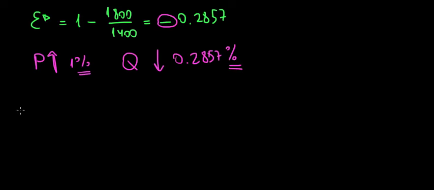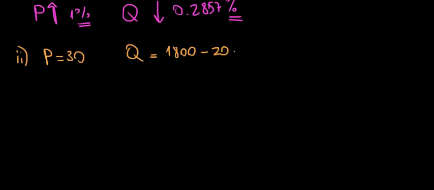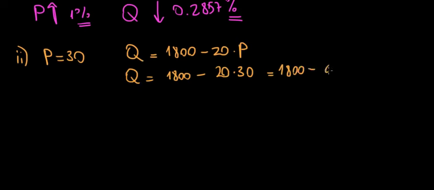Alright, now let's solve the next one. The next one is the same question. What is the elasticity of demand when price equals 30? So, same method. First step, calculate the quantity. The quantity at this level is equal to 1800 minus 20 times the price. So quantity is equal to 1800 minus 20 times 30, which is equal to 1800 minus 600, and that's equal to 1200.